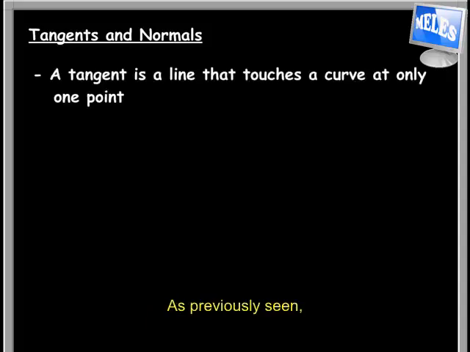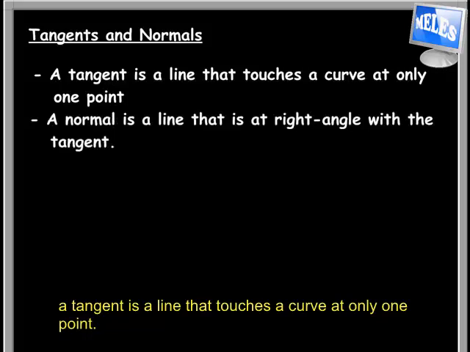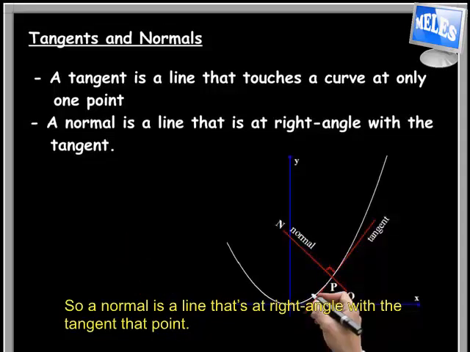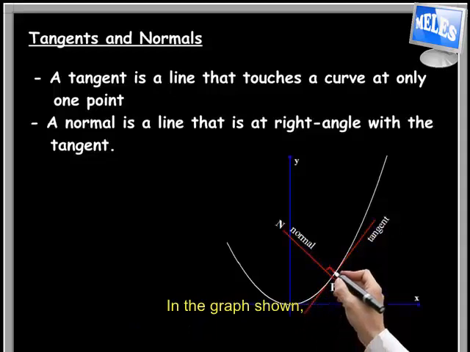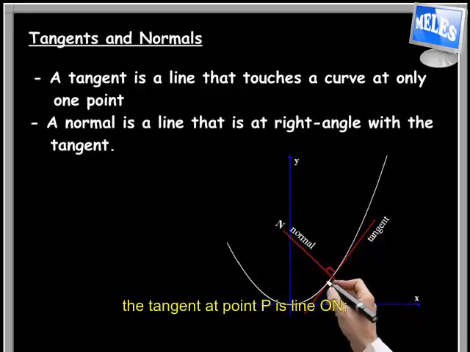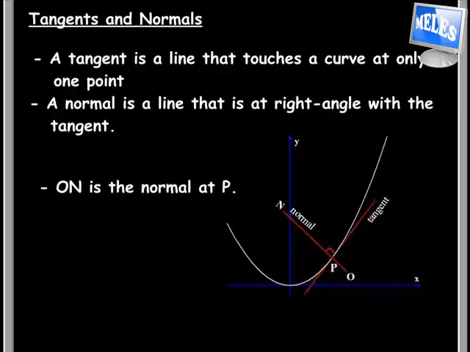Tangents and normals. As previously seen, a tangent is a line that touches a curve at only one point. So a normal is a line that's at right angle with a tangent at that point. In the graph shown, the line making an angle of 90 to the tangent at point P is line ON. So we say that ON is the normal to the curve at point P.